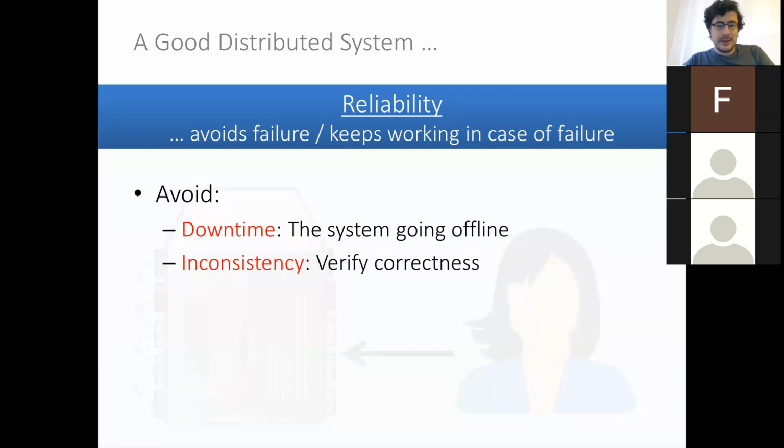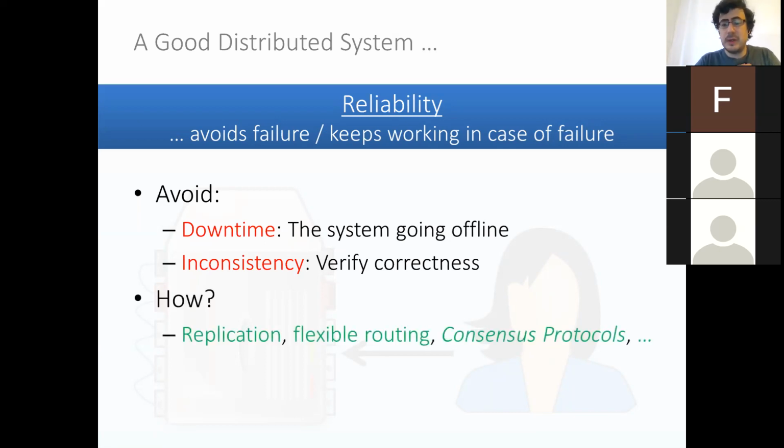So we want to avoid downtime, and we want to avoid inconsistency. So, if a machine fails, maybe instead of just being down, maybe it starts producing nonsense, right? Maybe it just produces incorrect results, Byzantine errors. And for that reason, we want to avoid inconsistencies.